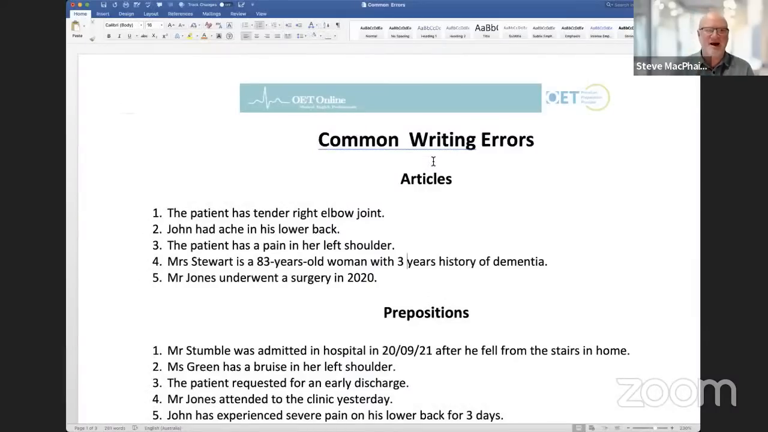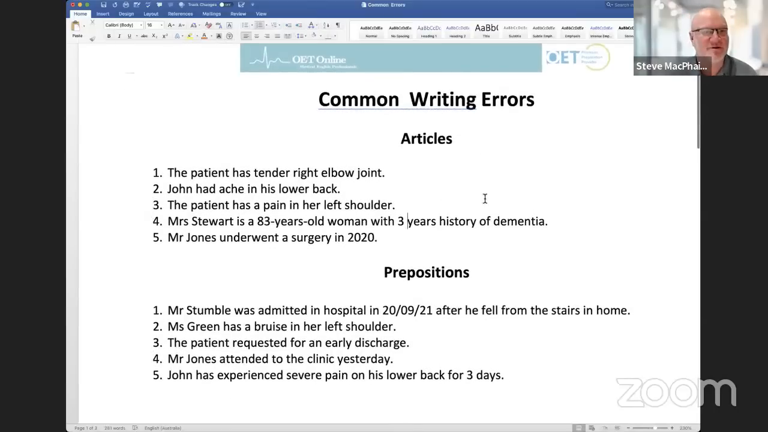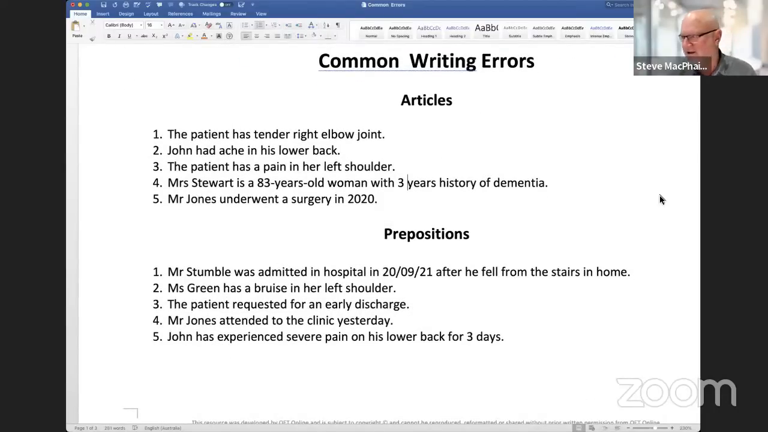So I'm going to break this down. We're going to look at common errors. We're going to go through articles, prepositions, verb use, sentence structure, and vocabulary and word form. So let's just look at some of these sentences and feel free to engage in the chat and make any comments that come to mind. And I'll try to respond to those as well. All right, here we go.